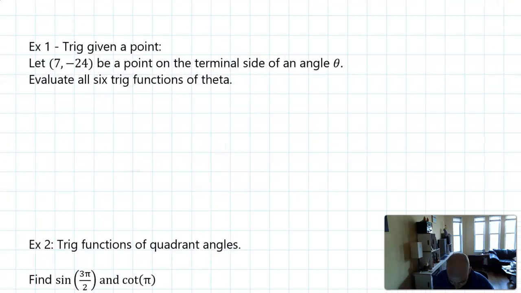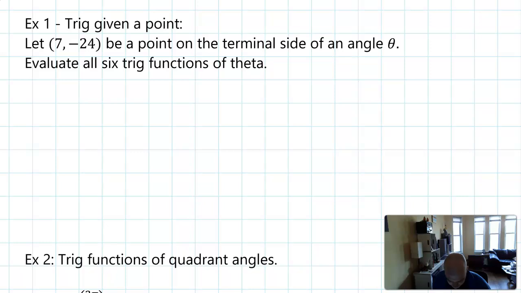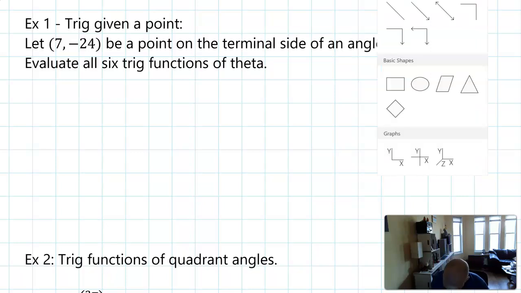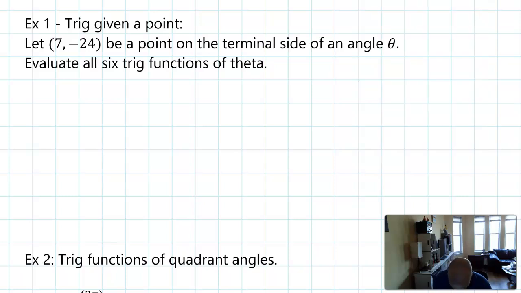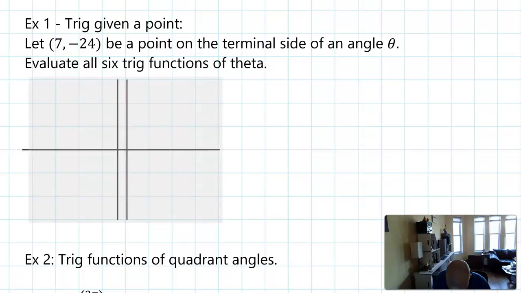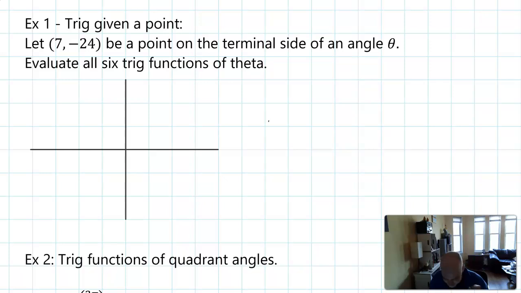So, first question. I call this trig given a point. So let (7, negative 24) be a point on the terminal side of an angle theta. Evaluate all 6 trig functions of theta. So the first thing to do is try to draw out an angle theta roughly to scale. It doesn't have to be super to scale, but we need to get it at least in the right quadrant.